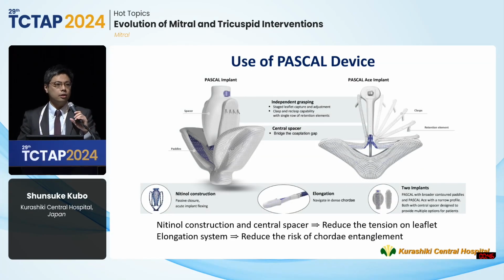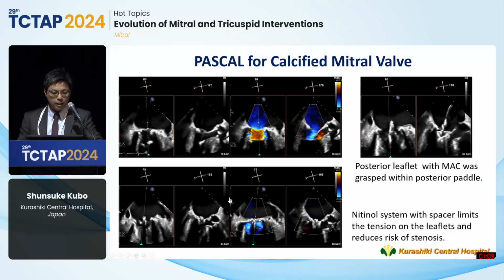But now we can use the PASCAL device. The PASCAL device has a very flexible nitinol frame and a central spacer, so we can reduce the tension on the leaflet compared to the MitraClip device. This device can also elongate the shaft, so we can reduce the risk of chordal entanglement.